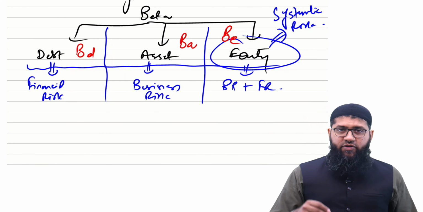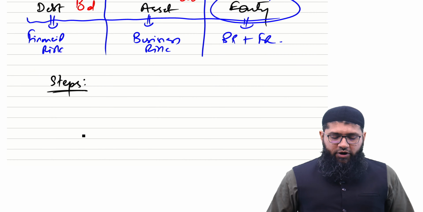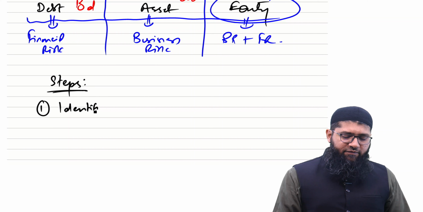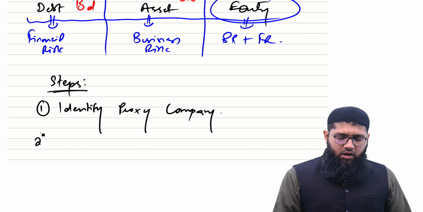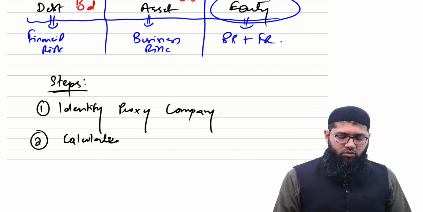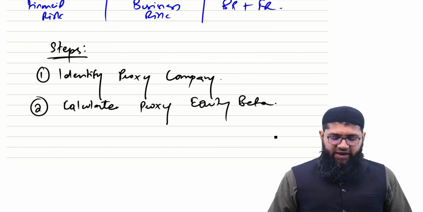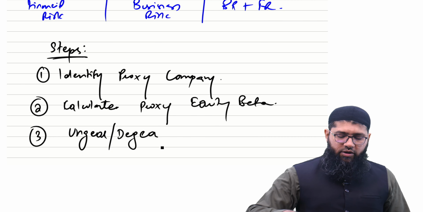So how do we calculate the project specific cost of equity? There are certain steps that you have to follow. What are those steps? Number one, you have to identify a proxy company. Then you have to calculate the proxy equity beta. The third thing is you have to ungear, or de-gear, the proxy equity beta.